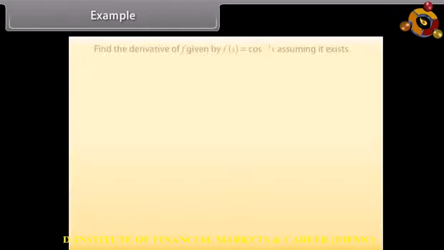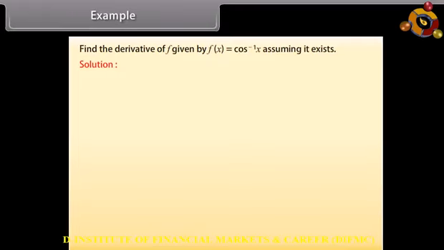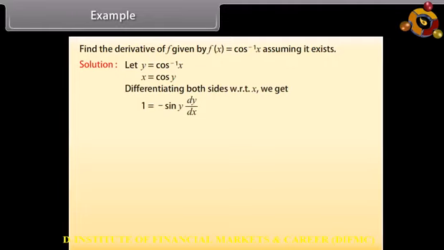Example. Find the derivative of f given by f of x is equal to cos inverse x, assuming it exists. Solution. Let y is equal to cos inverse x. Then x is equal to cos y. Differentiating both sides with respect to x, we get 1 is equal to minus sin y into dy by dx. So dy by dx is equal to minus 1 by sin y.